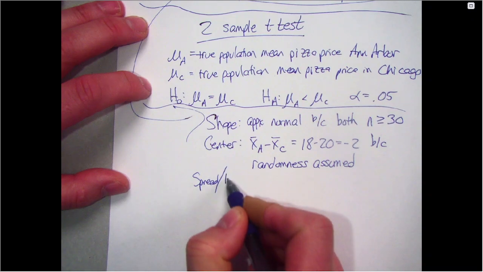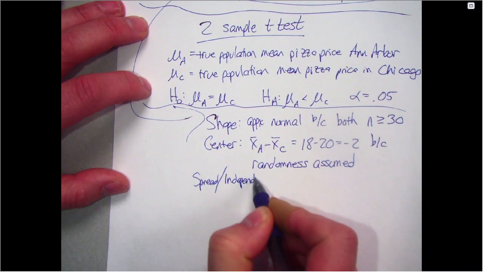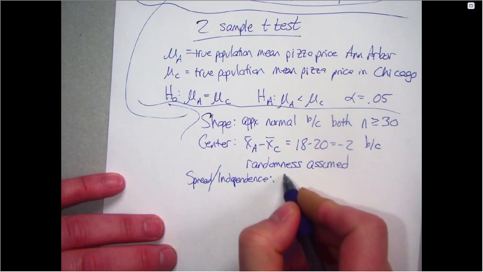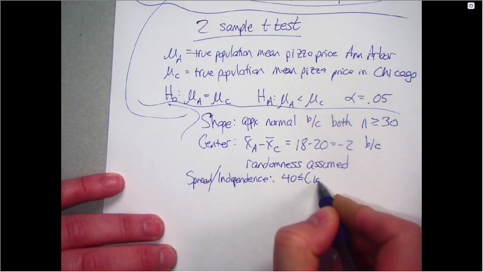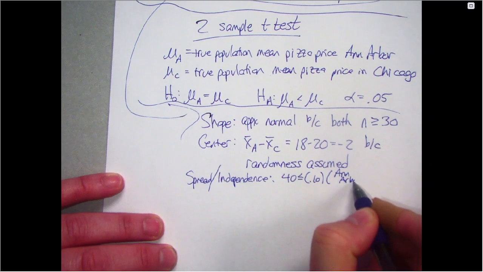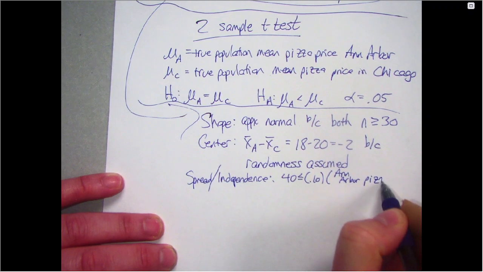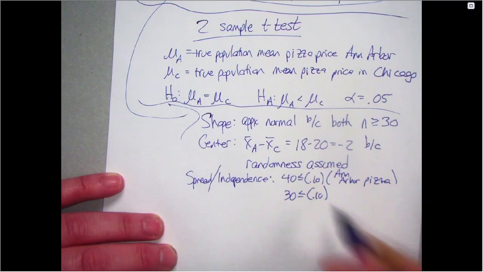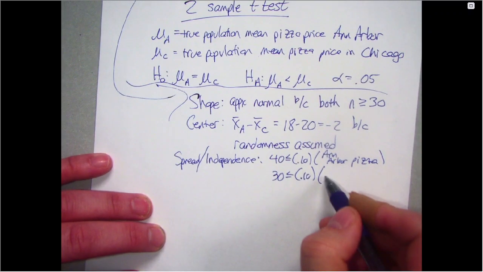And then for spread, independence: we got 40 is less than or equal to 10% of all the Ann Arbor pizzas. And 30 is less than or equal to 10% of Chicago pizzas.